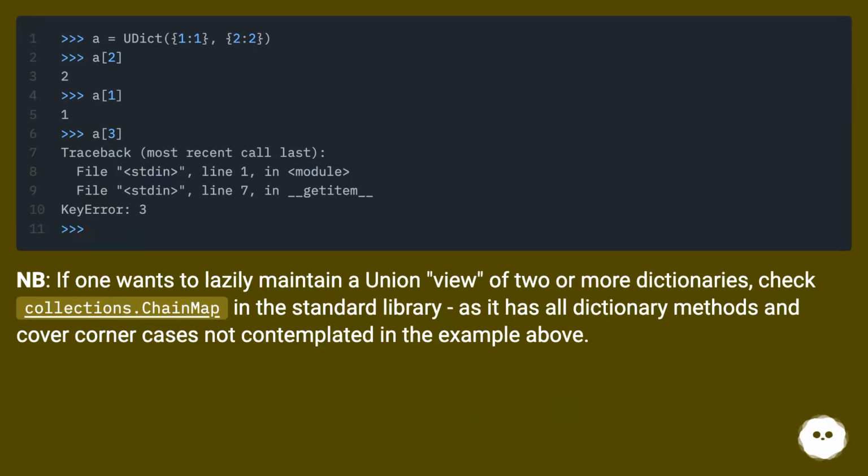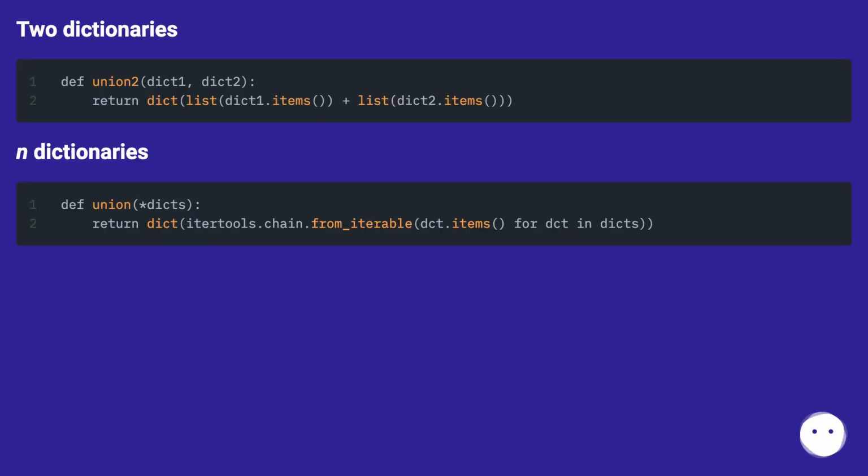NB, if one wants to lazily maintain a union view of two or more dictionaries, check collections.ChainMap in the standard library, as it has all dictionary methods and covers corner cases not contemplated in the example above. Two dictionaries. N dictionaries.